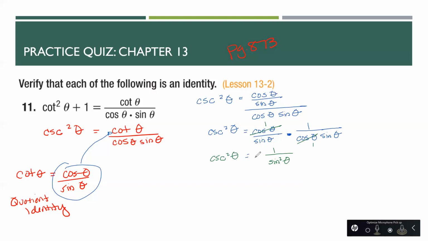And cosecant squared of theta is equal to 1 over sine squared theta. So 1 over sine squared theta is equal to cosecant squared theta. Again, this is another Pythagorean identity. So they're equal to each other, okay? So yes, these are identities, because they end up being equal to each other, okay?